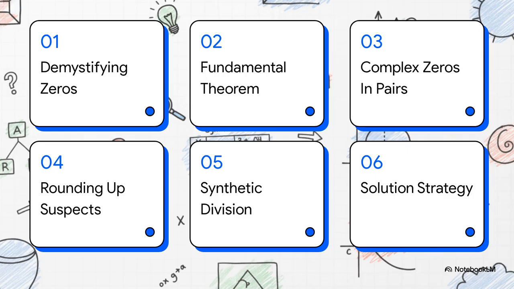Here's our roadmap for the investigation. We'll start by demystifying polynomial zeros, then cover the fundamental theorem, look at how complex zeros travel in pairs, round up our suspects, run our interrogations using synthetic division, and finally, put it all together into the ultimate solution strategy.